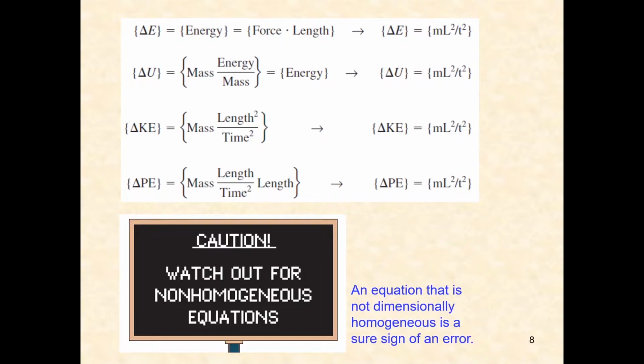Okay, so you need to be cautious with non-homogeneous equations. Sometimes we might make an error when we write down the equations, without knowing that some terms have different dimensions compared to others. So that equation is not valid, because you cannot add and subtract terms with different dimensions.